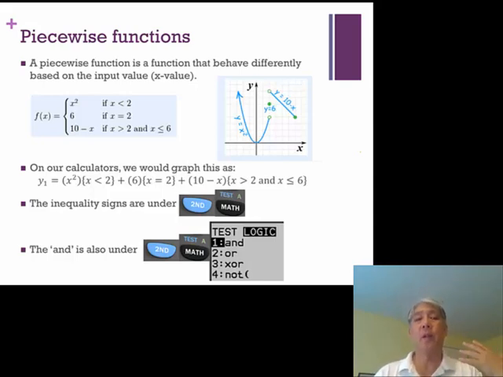For example, f of x is equal to x squared if x is less than 2, 6 if x equals 2, and 10 minus x in the region greater than 2 and less than or equal to 6. Looking at what that looks like as a graph, we have the picture on the right. As you can see, it's like three different things, including that one little dot at y equals 6. On our calculators, we would graph this in the following function.